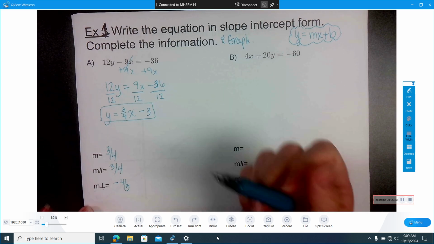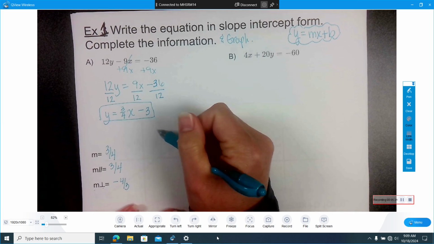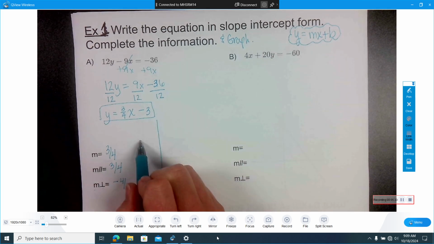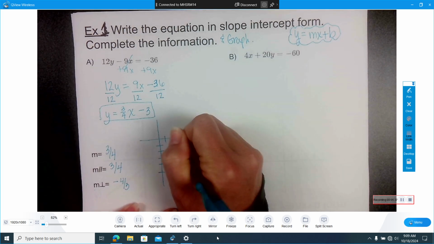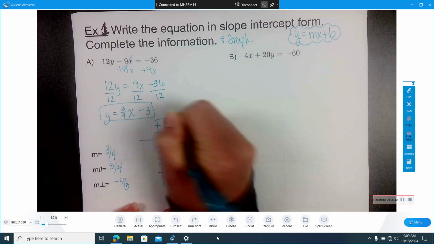Okay? Now, it also asks us to graph it, so we're just going to draw in our notes a very quick by hand little graph here. 1, 2, 3, 4, 5. 1, 2, 3, 4, 5. 1, 2, 3. That's fine.